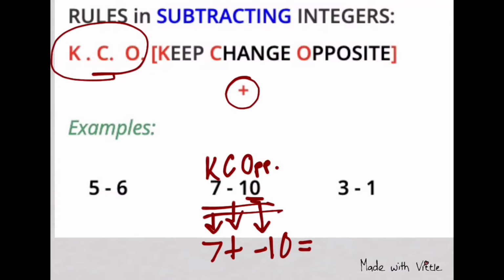We subtract them. And the difference between 7 and 10 is 3. And whose sign are we going to copy? Of course, the one farther from 0, with the higher absolute value. And it happens to be negative, so our final answer is negative 3.